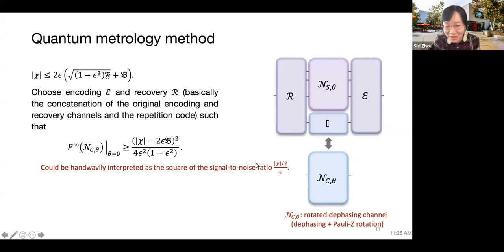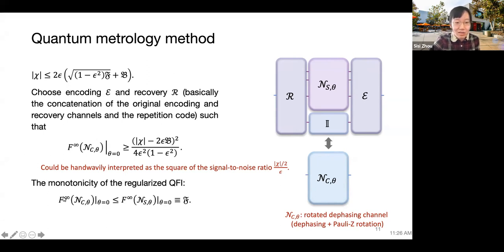Now we are just going to use the monotonicity of the regularized QFI. Basically, the QFI of this channel after error correction is going to be smaller than the QFI of this original quantum channel, which gives us this F. So that's how we get this bound between epsilon and chi. Okay, so that's my explanation of the first type of inequality.